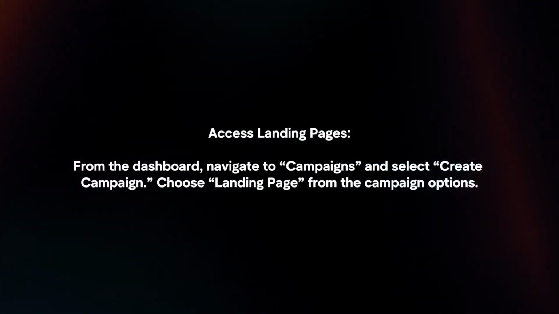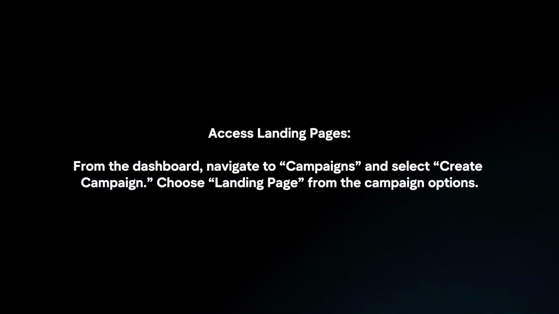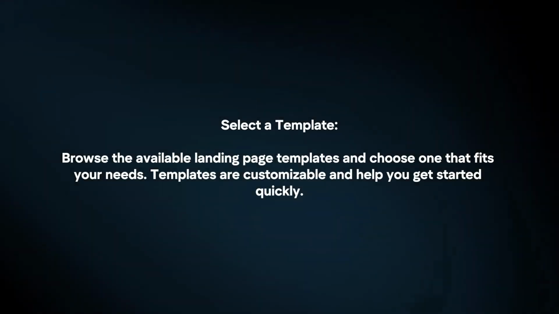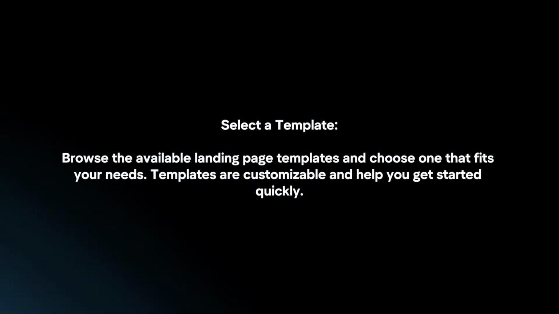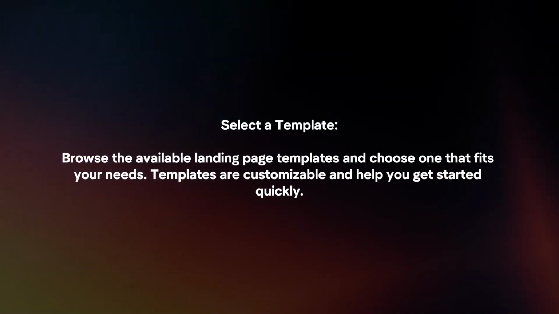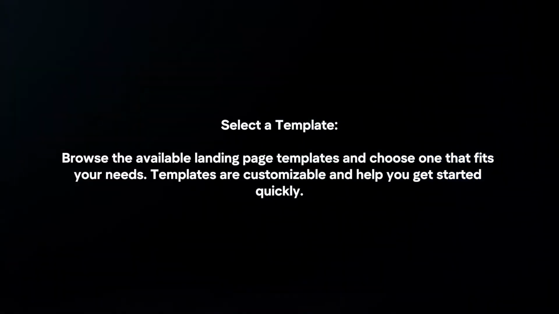Access landing pages. From the dashboard, navigate to Campaigns and select Create Campaign. Choose Landing Page from the campaign options. Select a template. Browse the available landing page templates and choose one that fits your needs. Templates are customizable and help you get started quickly.